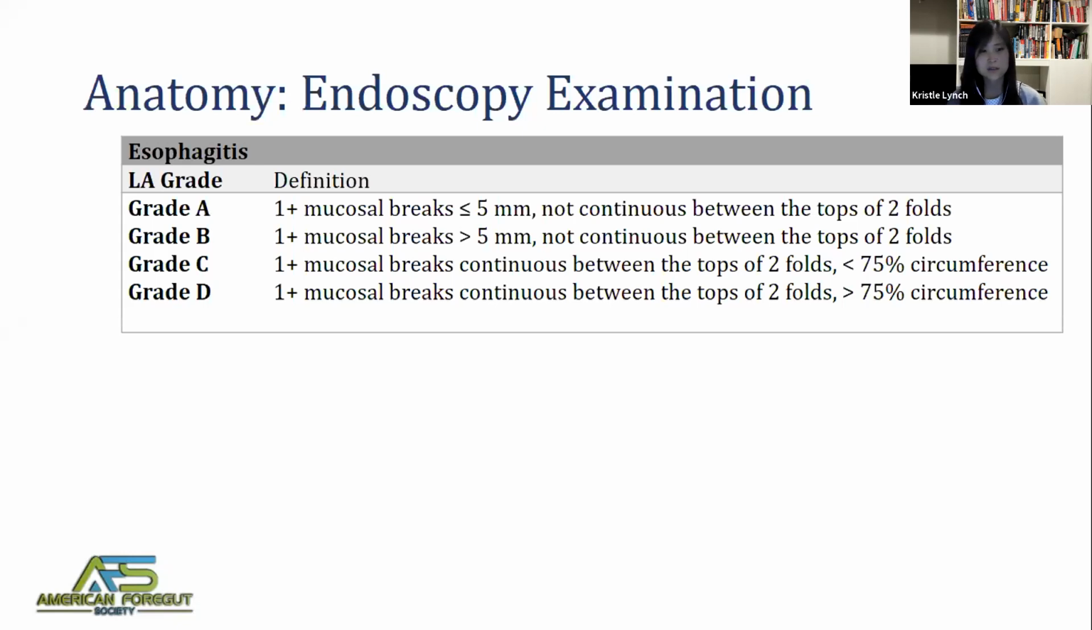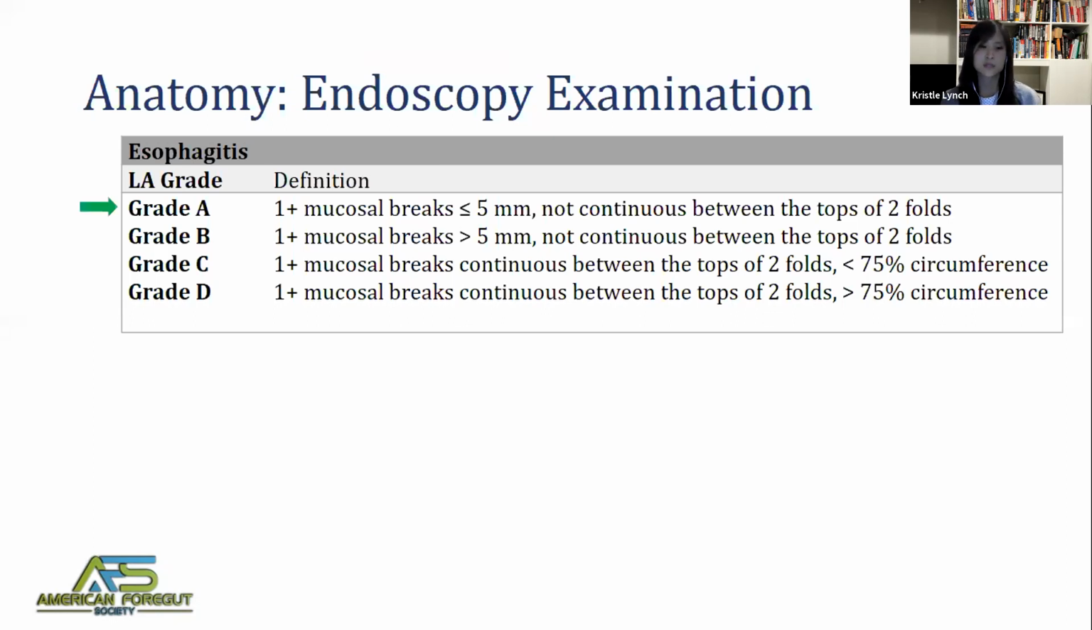Grade A are small mucosal breaks. Grade B consists of mucosal breaks greater than 5 millimeters. Grade C has mucosal breaks that bridge the top of 2 folds. And grade D, the most severe, is when the mucosal breaks bridge the top of 2 folds and encompass greater than 75% of the esophageal circumference.